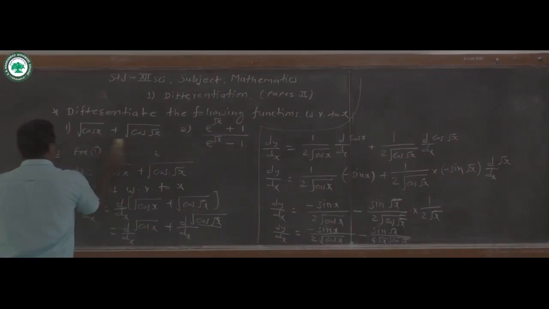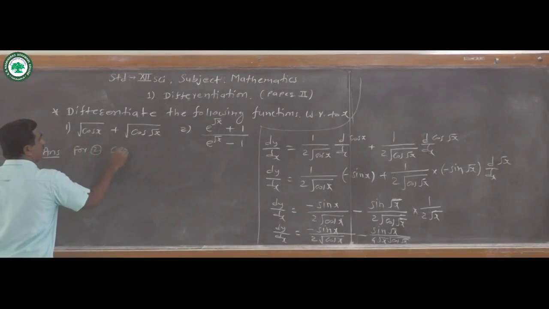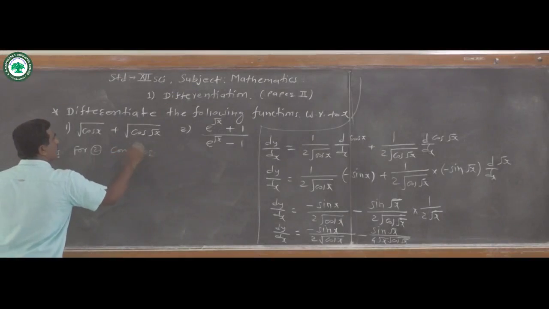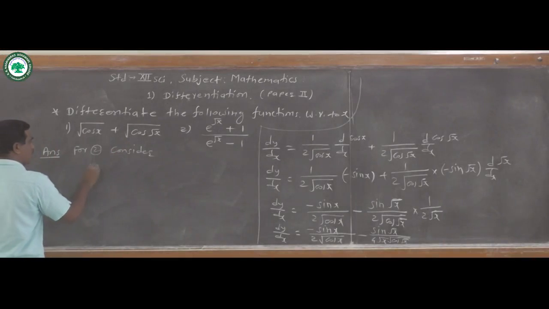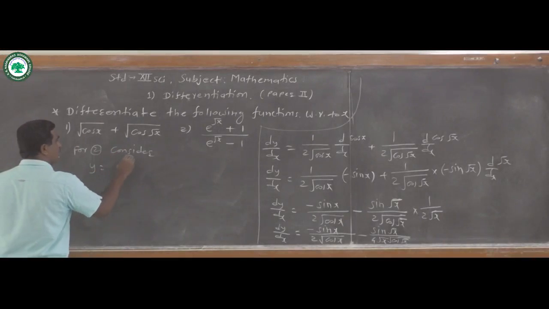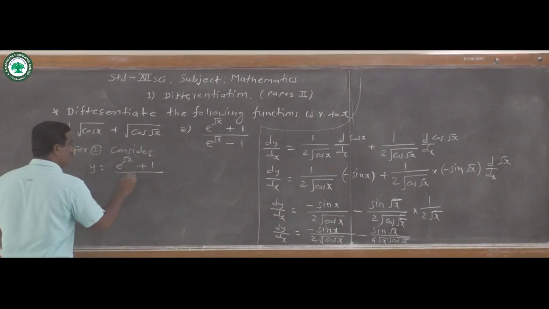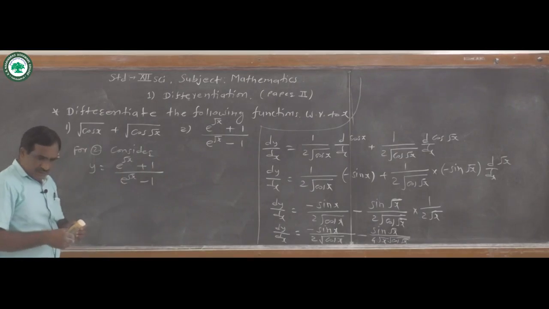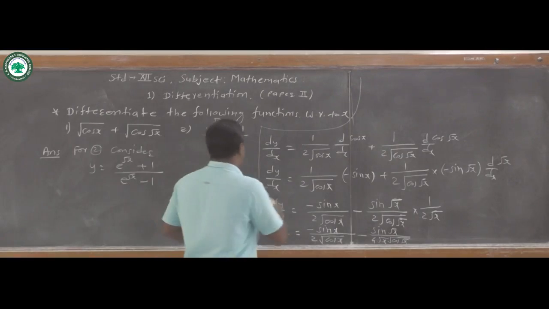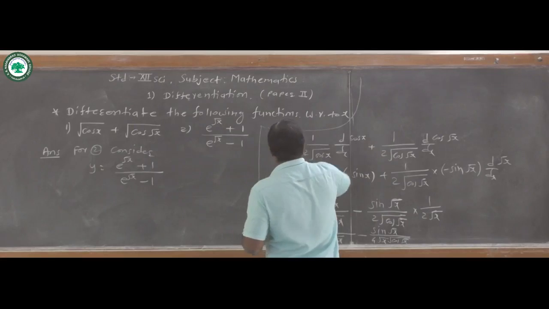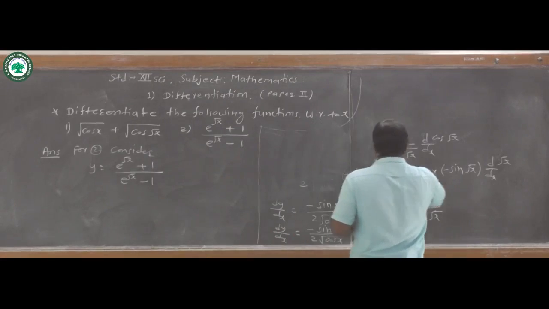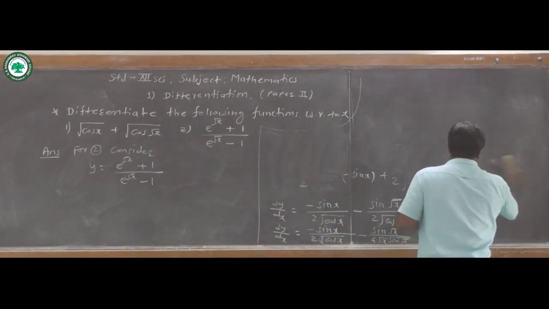Now answer for second. Consider given function as y, that is y is equal to e raised to under root x plus 1 upon e raised to under root x minus 1. Now here this is the function of the form in division form. Therefore we have to use division rule.